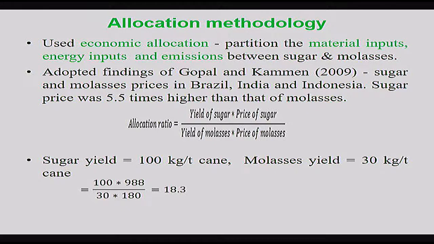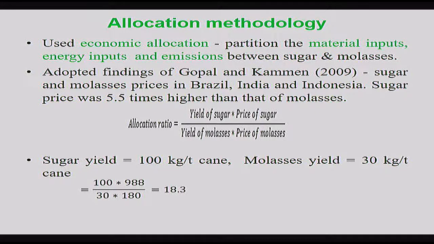In my study, for this economic allocation, I adopted the findings of these two gentlemen, Gopal and Kumar, in their study in 2008. This is where they considered sugar and molasses prices in Brazil, India, and Indonesia. These are three countries where they produce bioethanol from molasses. And what they found was that the sugar price, in the three countries, was 5.5 times higher than that of molasses. So that's what I adopted in my study.